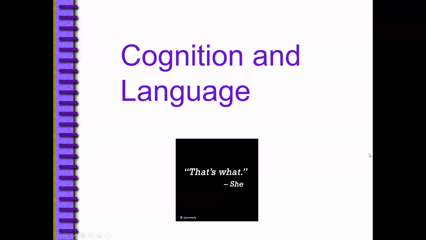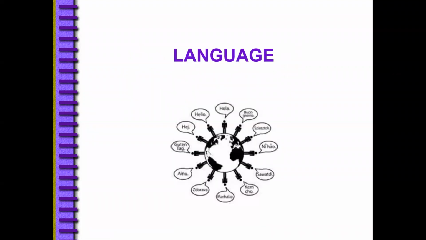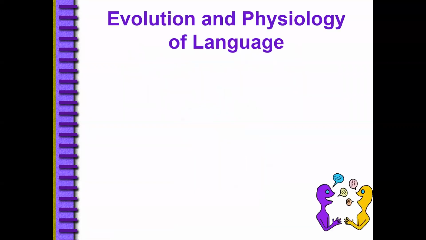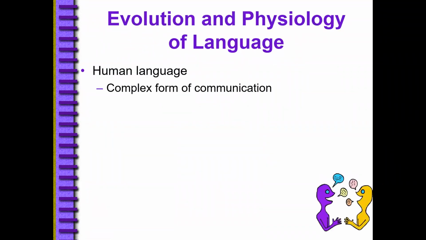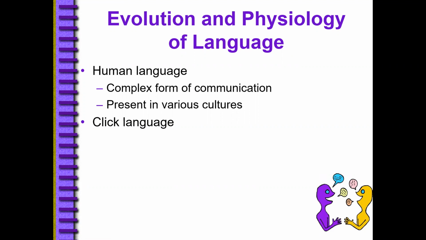Hi everyone. Today we are going to continue talking about cognition and language, and this time we're going to focus on language. So we know that human language is pretty complex. We do see that different cultures have some kind of language, whether spoken, written, sounds, gestures. There's lots of variation in languages across different cultures, but we do see that every human culture does have some kind of language.